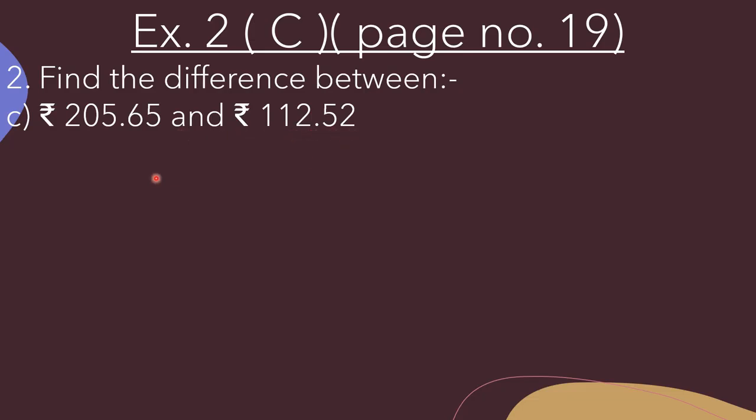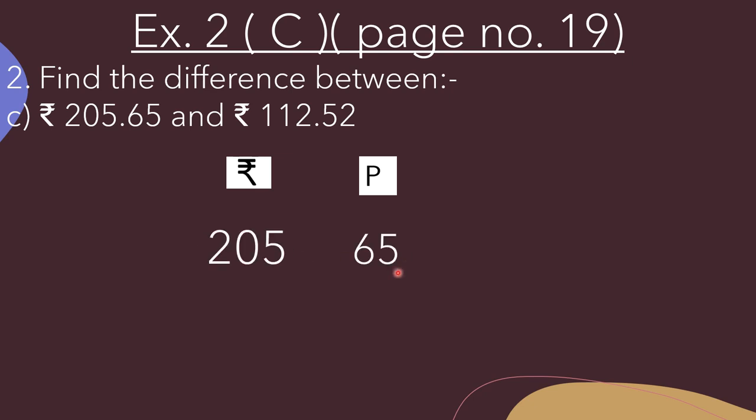112.52. So here we will write rupees and paise column. Then we will arrange. So the bigger amount is 205.65 and the smaller amount is 112.52. Now we have to put the subtraction sign. So first of all, we will solve from our right hand side. So 5 minus 2, that is equal to 3. 6 minus 5, that is equal to 1. 5 minus 2, that is equal to 3.